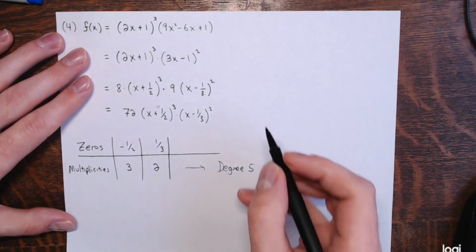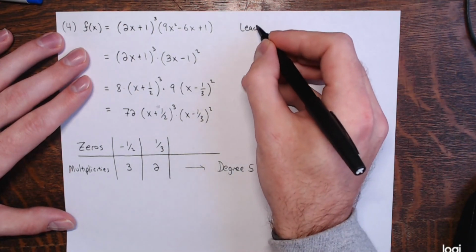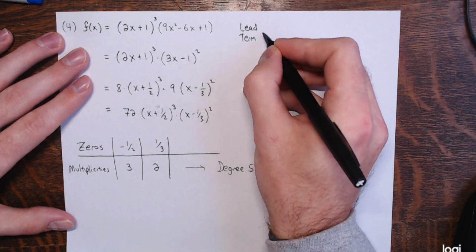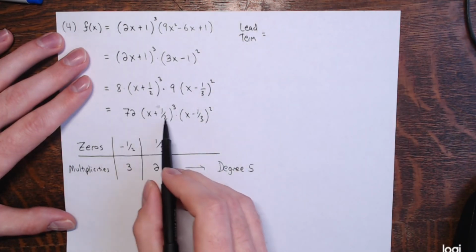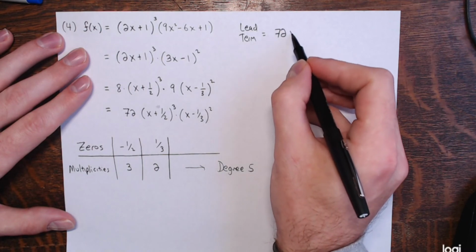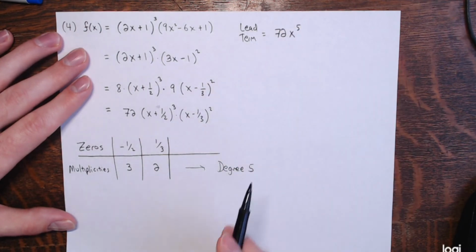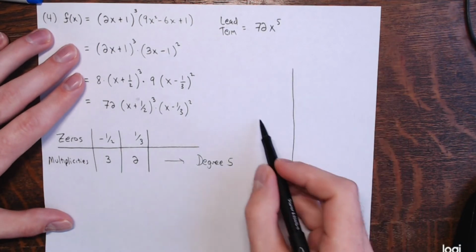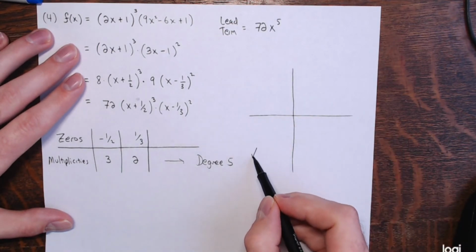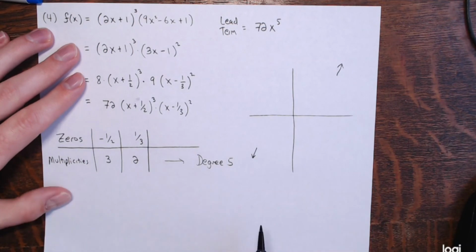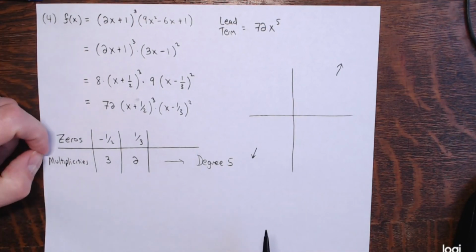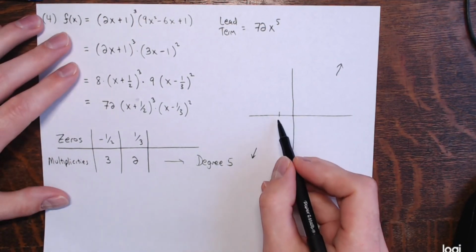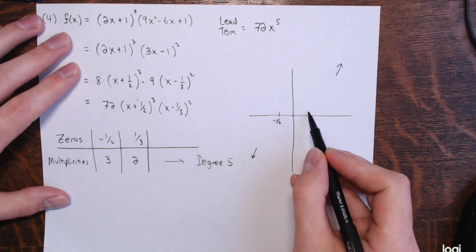And in fact, the lead term would be 72x to the 5th. Positive 72x to the 5th power, right? It's an odd degree, positive coefficient. So once again, if you're talking end behavior, it's going to go down to the left, up to the right, eventually. But you have zeros at negative 1/2 and positive 1/3.